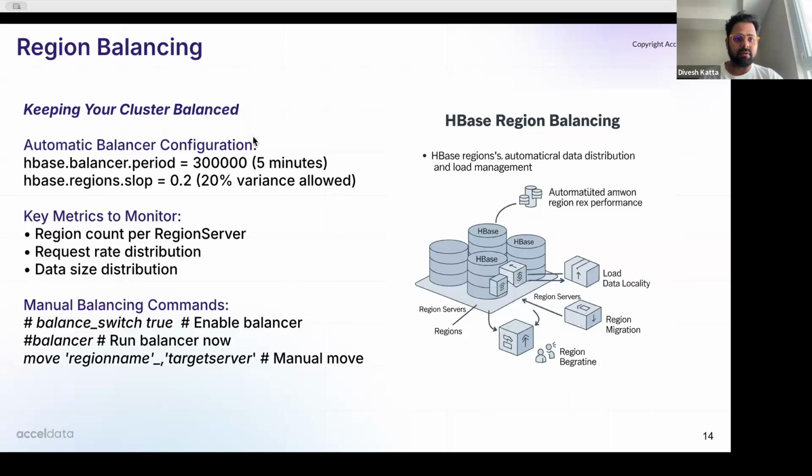Manual region moves should be used sparingly. They are used for immediate hotspot relief. They can interfere with the automatic balancer. Think of a manual move as an emergency intervention, not regular maintenance.